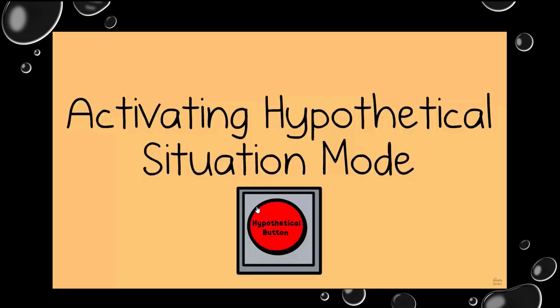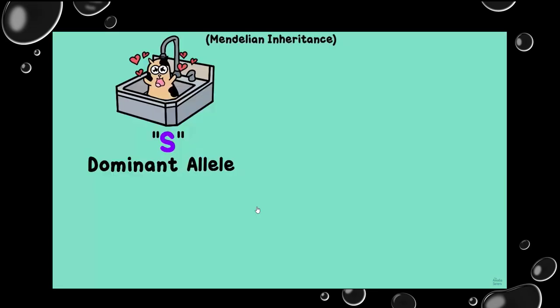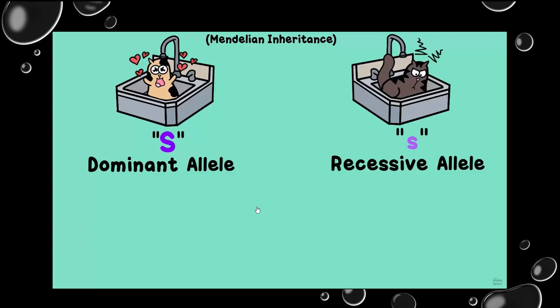But for practicing dihybrid squares, let's imagine what it would be like if that was a genetic trait. So if this was genetic, hypothetically, cats that did like sinks would have to have a dominant allele, capital S, and cats that did not like sinks would have to have a pair of recessive alleles, lowercase s.